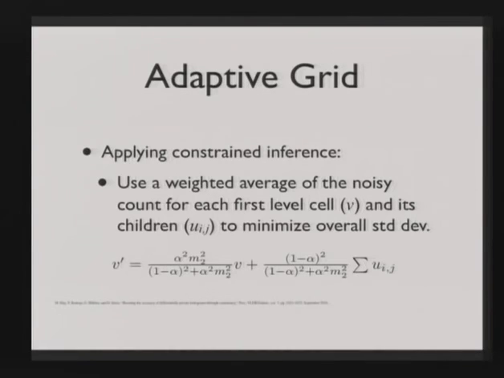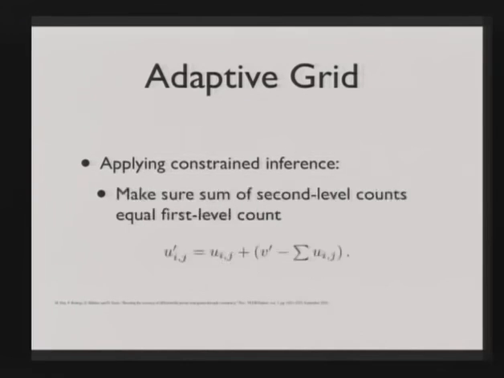This method's called constraint inference. We basically just use a weighted average of the count at the very small cells, in addition to the count at the larger cells, in order to improve the count at the larger cell. And then I make sure that the sum of the small cells equals the sum of the larger cells. This is basically done by applying a very simple mathematical formula using parameters that can be calculated. And I'm not going to go into too much detail with this.